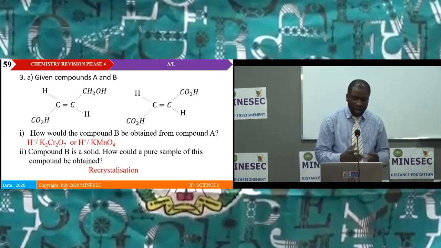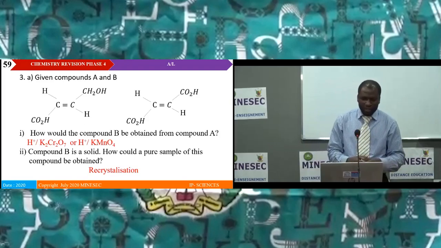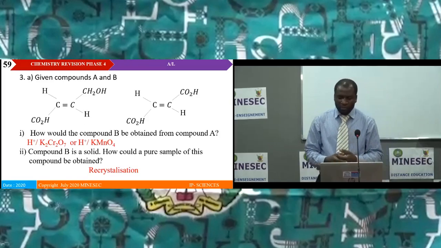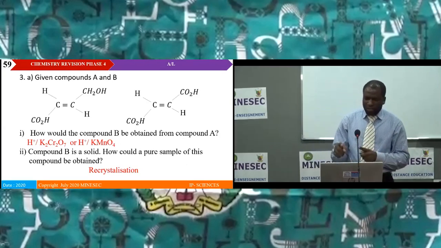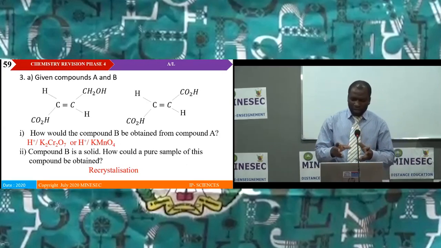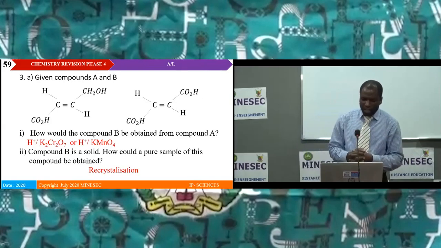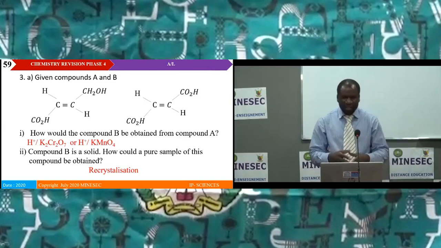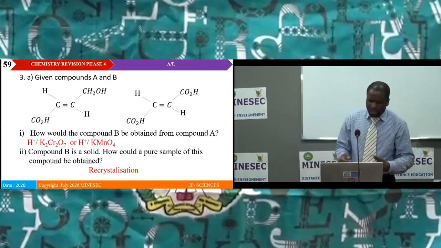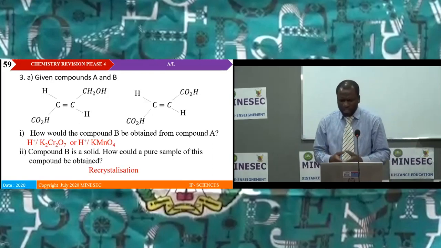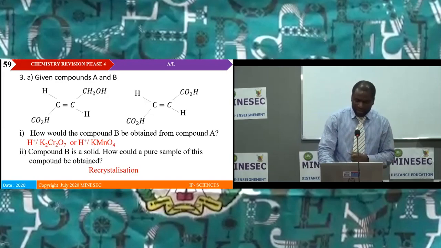Solution, answers. Give me the compounds A and B, the compounds are there. How will compound B be obtained from compound A? We look at the compound, it's like compound A to compound B, one of the groups there has been oxidized. So use an oxidizing agent, acidified potassium dichromate or acidified potassium permanganate. Compound B is a solid in solution, so how can it be obtained? By recrystallization.